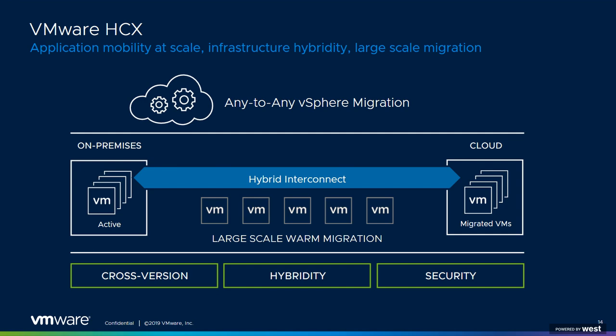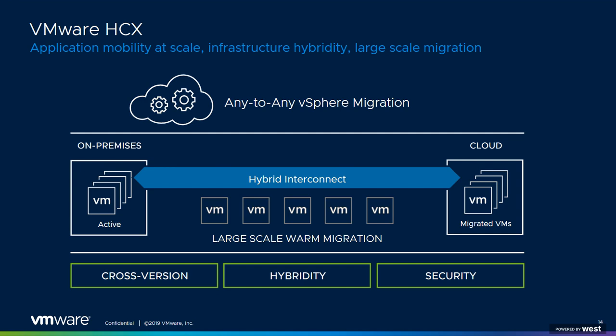And then as far as hybrid cloud extension, this is going to give you that quick, easy way as far as application mobility at scale, the infrastructure hybridity, and even being able to take care of large-scale migrations. So let's say your on-premises vCenter server is at 5.0, 5.5, but rather than going through an upgrade process and still being able to utilize VMware Cloud on AWS, you can deploy hybrid cloud extension, which is included with VMware Cloud on AWS, to allow you to have that cross portability of your VMs as far as migrating it from on-premises to VMware Cloud on AWS.